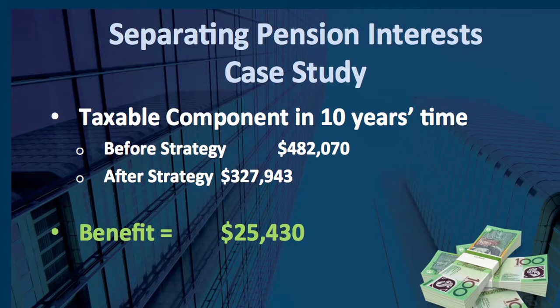Now, as you recall, 16.5% tax is payable on that taxable component. So if Bill was to unexpectedly pass away in 10 years' time, that's a $25,000 immediate benefit to his beneficiaries by preserving that tax-free component. Now, if you add that together with our previous example, with the withdrawal and recontribution strategy, that's around $100,000 that he saved his beneficiaries.